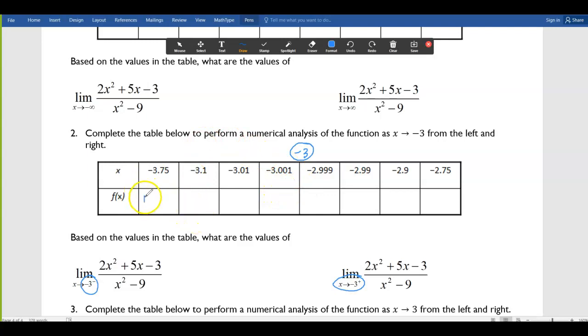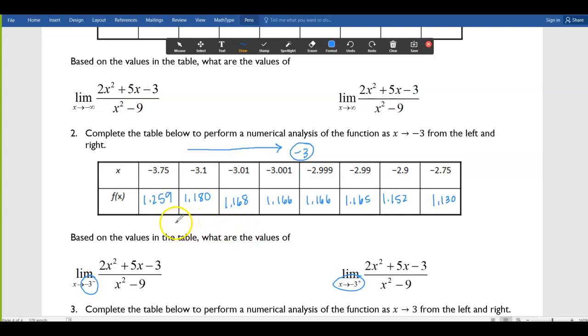I'm going to fill in this table of values. Again, I got this just from typing in these x values into Desmos in that same function the way I just did. So for this first limit, we're looking at as x approaches negative 3 from the left. So here's negative 3 from the left.